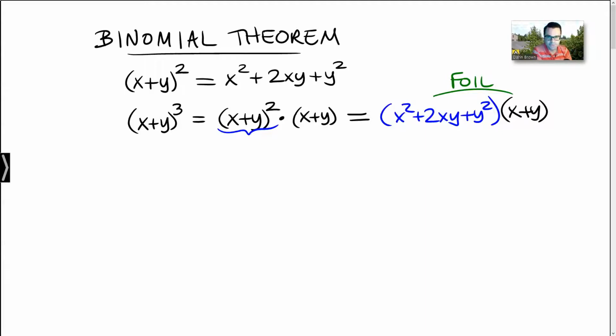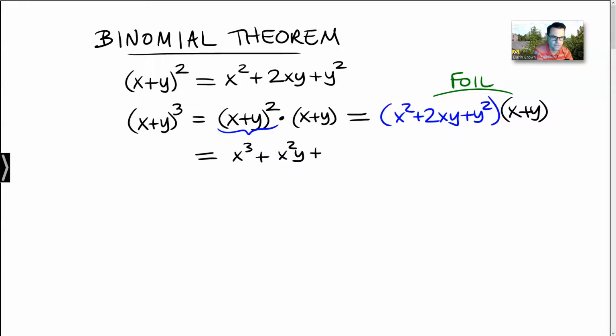So let's see what we get here. Now, FOIL, I'm using this more than just first, outer, inner, last. I'm using it to distribute any two polynomials, expand any two polynomials in their product. So if I distribute the x squared across, I get x cubed plus x squared y.